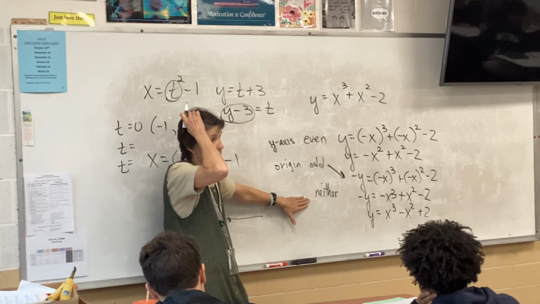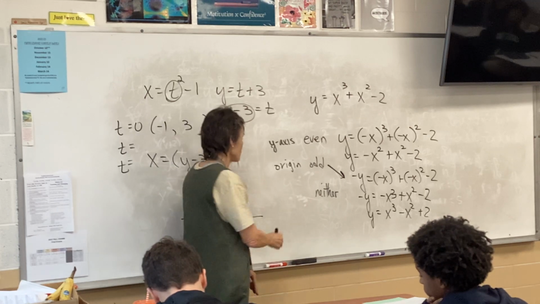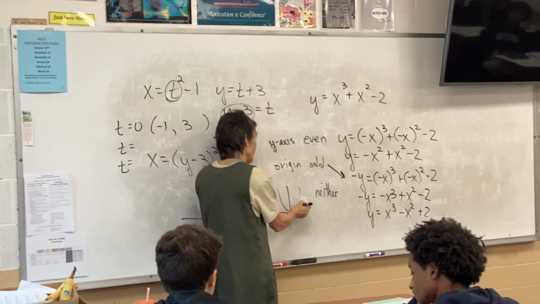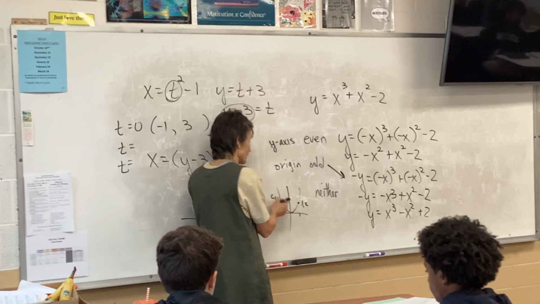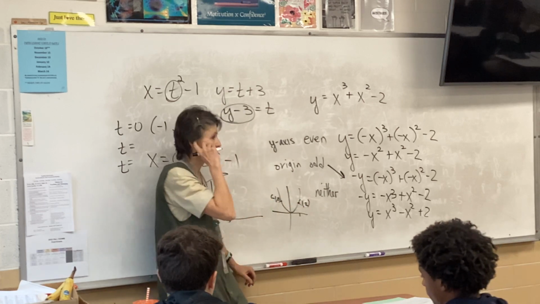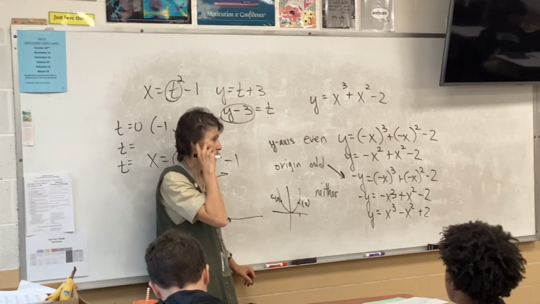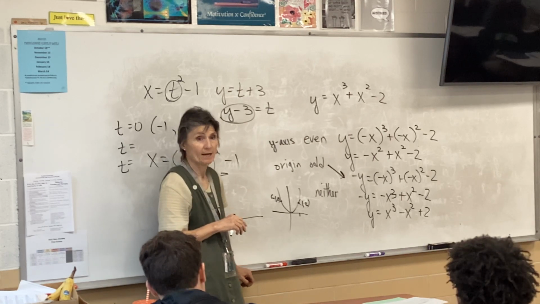Okay? Even functions have symmetry about the y-axis. That means if you put in 1 and get 2, when you put in negative 1, you also get 2. Changing the sign on x has no impact on y. That's what even means. Odd means if you change the sign on one, you're also going to change the sign on the other.